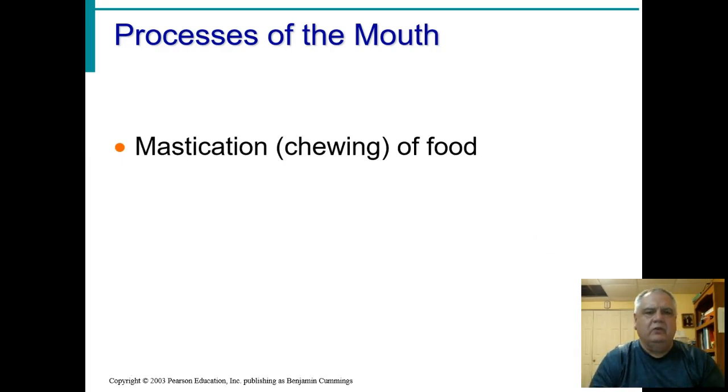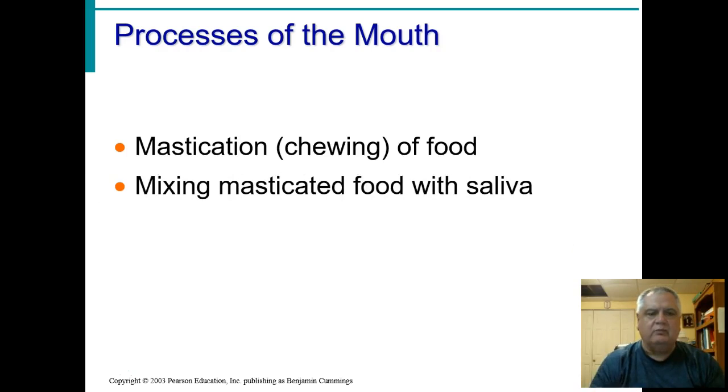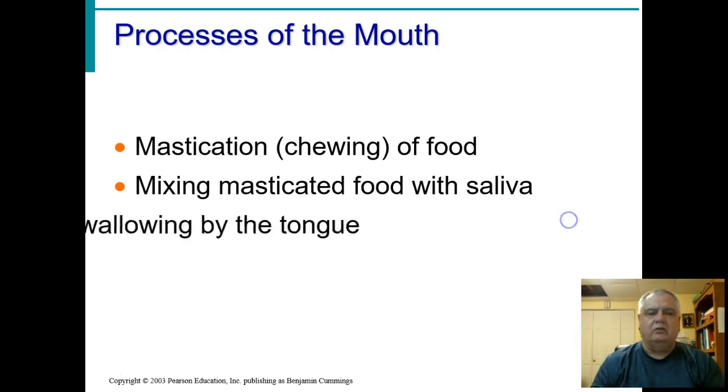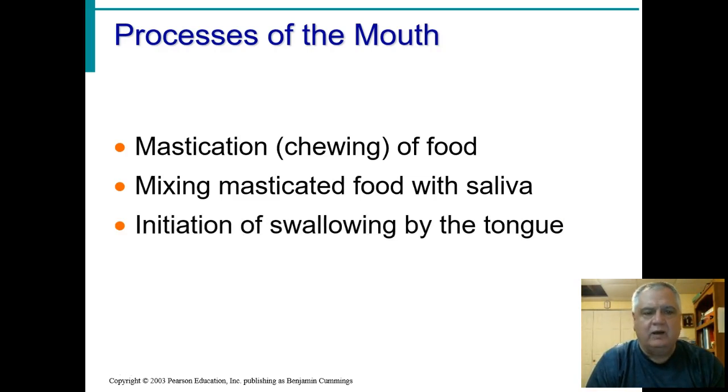Okay, so what happens in the mouth? What are the processes of digestion that can occur in the mouth? Well, generally speaking, we have the mastication or chewing of food. So chewing is referred to as mastication. And in addition, while the food is being chewed, we're going to mix it with saliva. So a second process is the mixing of that masticated food with saliva.